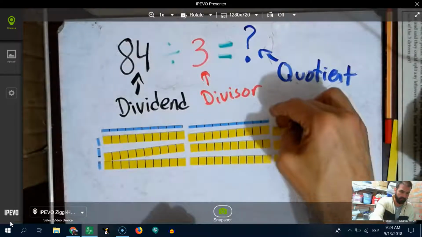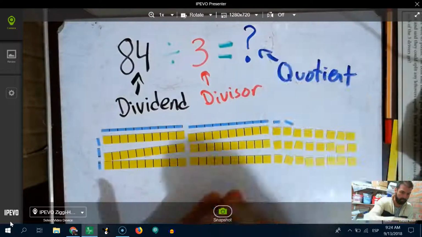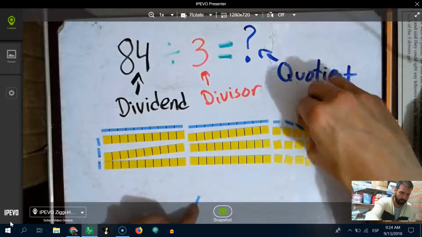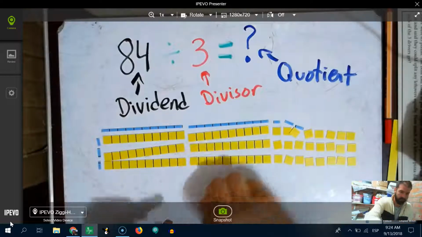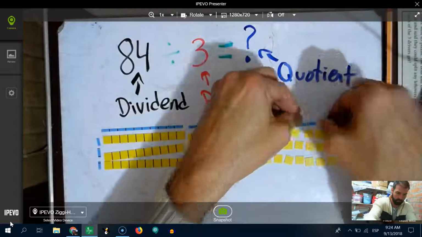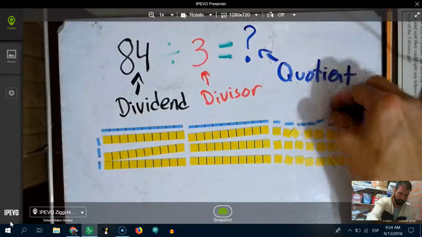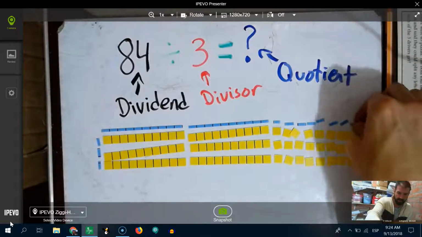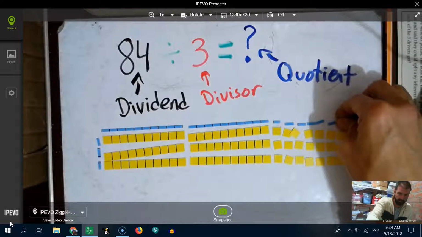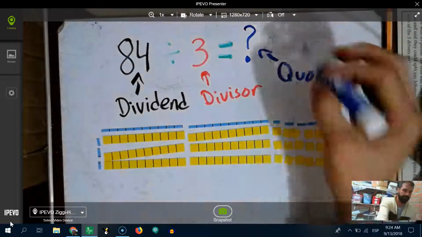And now 1, 2, 3, 4, 5, 6, 7, 8. I wouldn't necessarily have to do this last part. You can do that if you want to. It's not a necessity. But that does clear it up for us. Our quotient on this problem is 28.